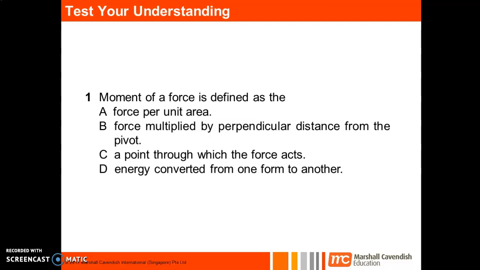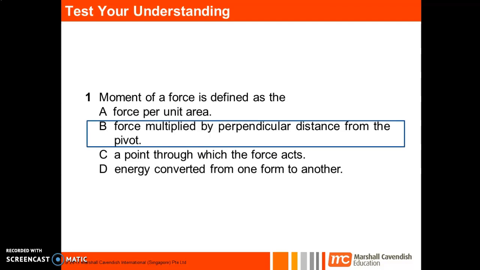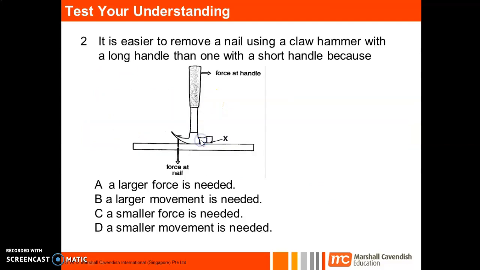Moment of a force is defined to be force multiplied by perpendicular distance from the pivot. For A, I hope you know that it's referring to pressure. So I hope you know how to do this question, recalling.